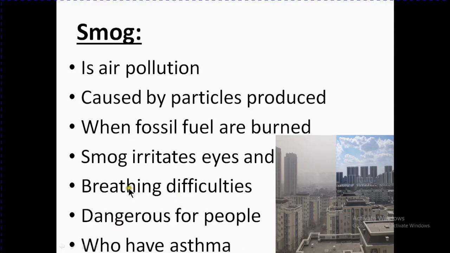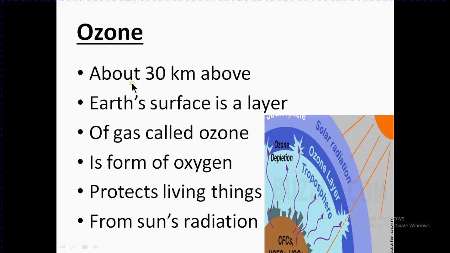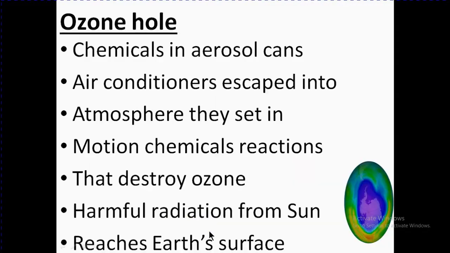The people who have breathing problems especially, it's very dangerous for them. So it can cause serious illness for these kinds of people. Ozone. About 30 kilometers above Earth's surface is a layer of gas called ozone. It's a form of oxygen that is also formed from oxygen. It protects living things from sun radiations. Which radiations? Dangerous radiations that can damage the skin.